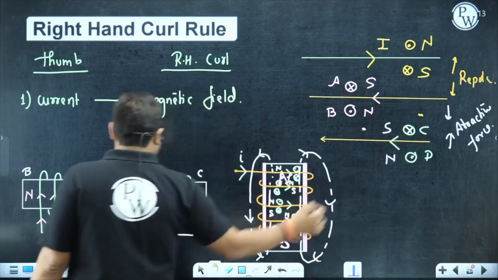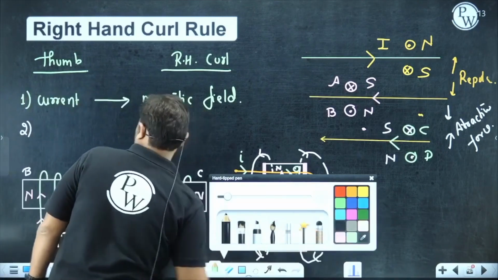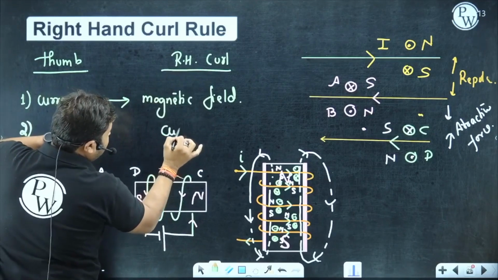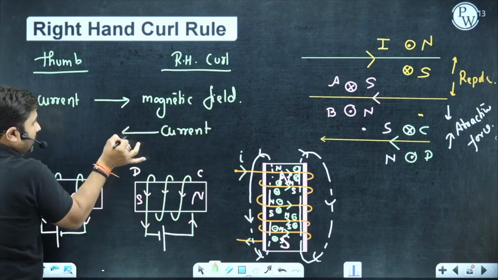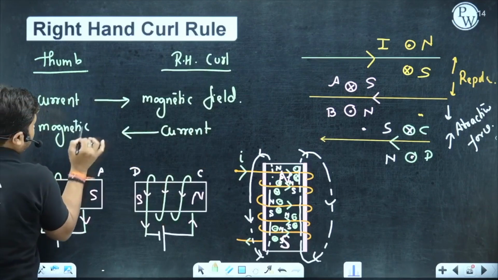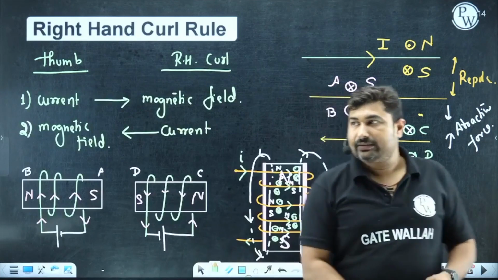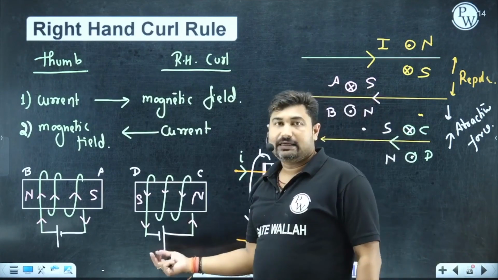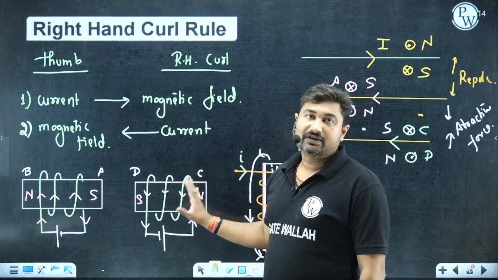So the second point of this right hand curl rule: if the current flows in the direction of the right hand curl, then the thumb represents the direction of the magnetic field. The field can be DC or it can be AC. If you supply DC, then always this terminal will remain north and this terminal will remain south till the current flows.